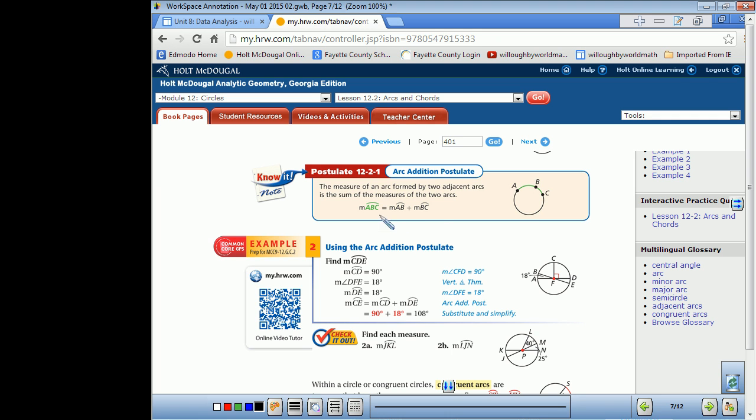Okay, this is one of those common sense things. The measure of an arc formed by 2 adjacent arcs is equal to the sum of their measures. So the measure of arc ABC is equivalent to the measure of AB plus the measure of BC. Now, I took this problem and I blew it up really big on the next page. And we're going to work through it and find every central angle. And then if we know the central angles, we obviously know the intercepted arcs.